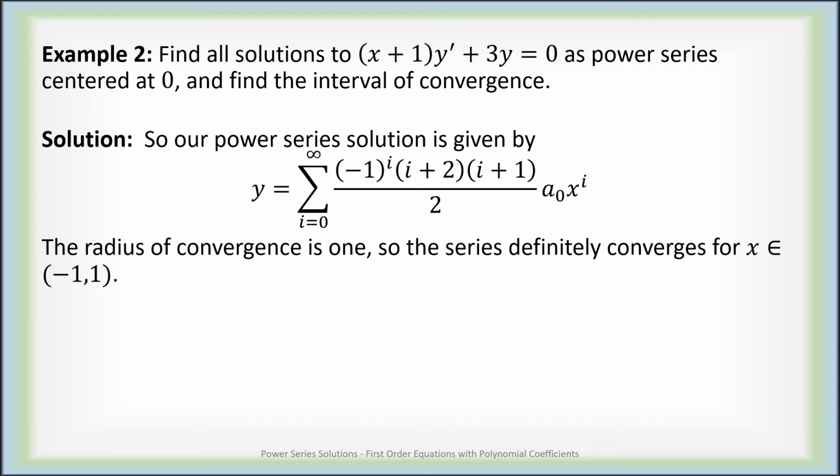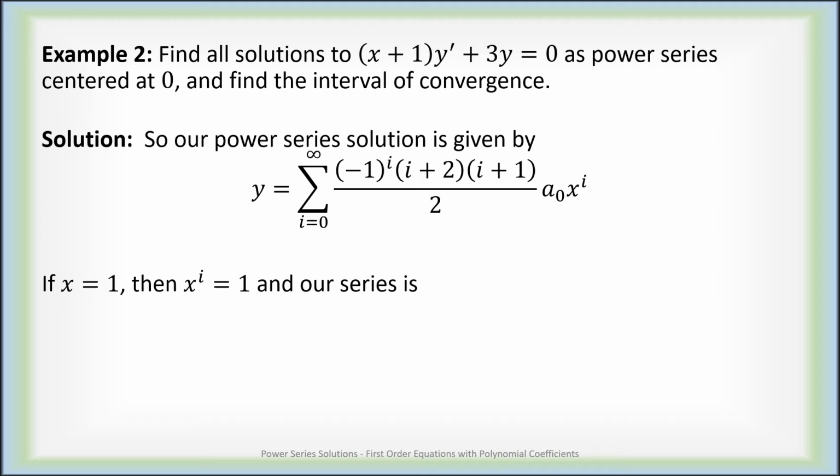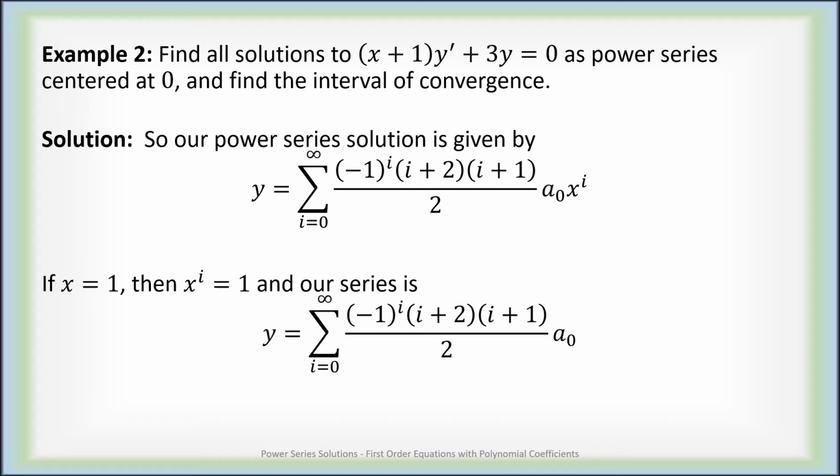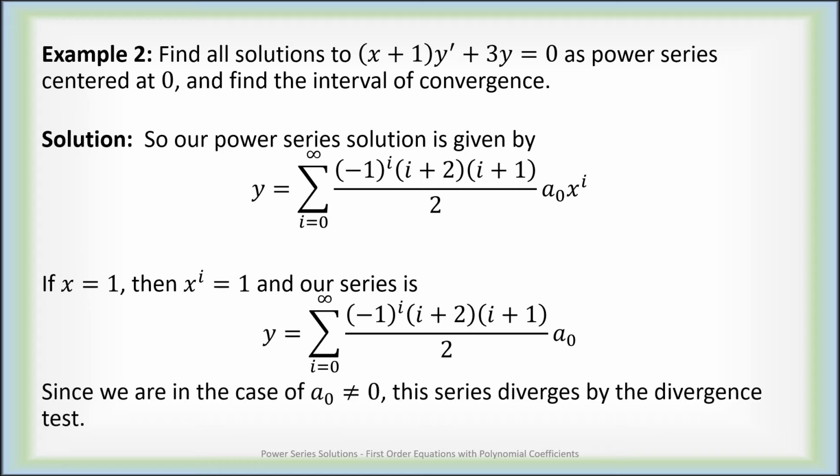The series definitely converges for every x in between minus 1 and 1. What about those two endpoints? We have to test them manually. Well, if x is equal to 1, then x to the i is always 1, and then the series just becomes this right here. Since a_0 isn't 0, by the divergence test, I have a non-zero constant, and as i tends to infinity, this is not converging to 0. So by the divergence test, this series will not converge. So when x is equal to 1, this series diverges.